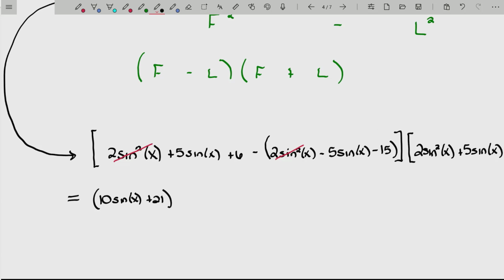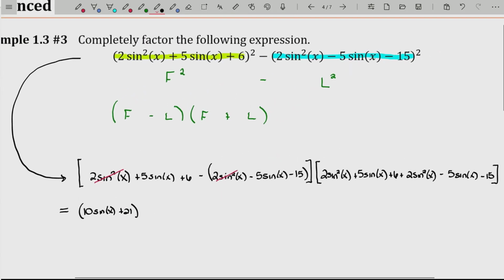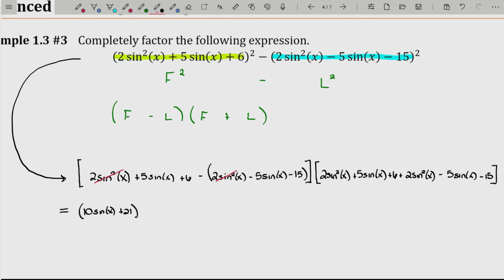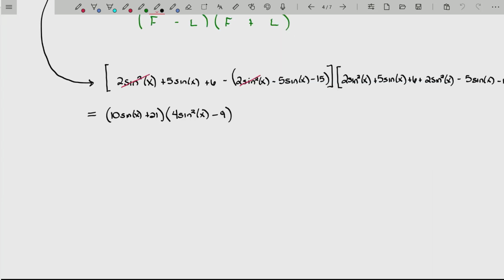Double check my mathematics there. 5 plus 5, 10, yep. And 6 plus 15, 21, yep. And then I just go over to the other expression, and I say, okay, well, that is 2 sine squared plus another 2 sine squared is a 4 sine squared of x. And let's see, a 5 sine of x minus a 5 sine of x, those cancel. And a 6 minus 15 is a negative 9. Now that we've arrived at this point, you should notice you still have yet another difference of squares waiting for you, right?